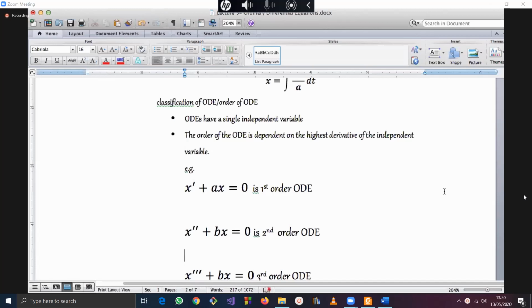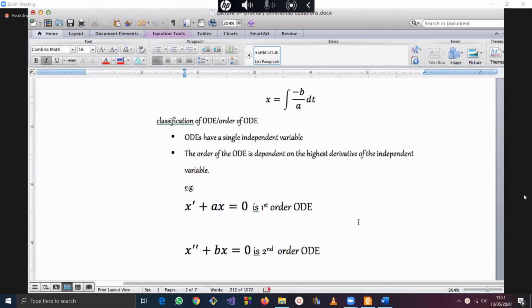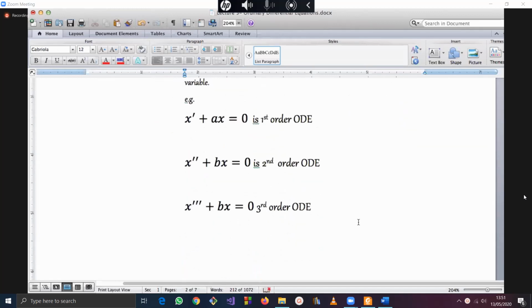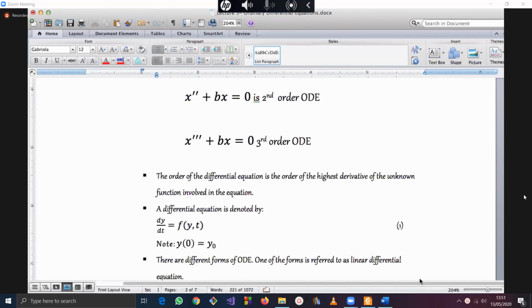Meaning, how do we solve them? What I've demonstrated up there is for a first order. How do we deal with the second order and third order, or even higher orders? We'll be able to tackle that in the subsequent discussions. Any question? If there isn't, then I can talk about something here.